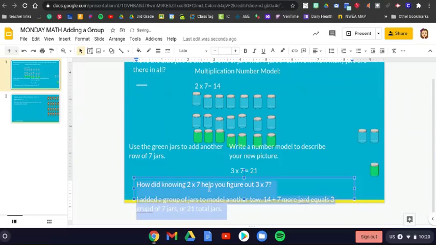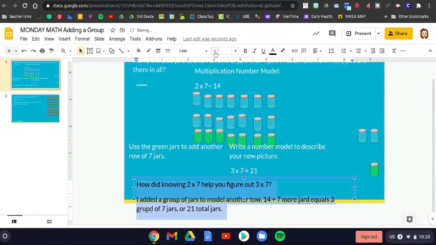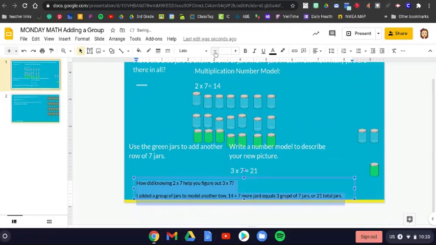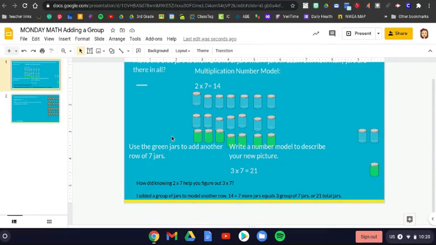Now I typed too much, so it kind of fell off. So I'm going to choose to change the color so you can see it. And just for our video, I'm going to make our answer a little bit smaller so you can see what it says. And then I'm going to fix all those terrible typos that I did. And now my answer says, I added a group of jars to model another row, because I had 2 rows and I added another. 14 that I already had, plus 7 more jars is equal to 3 groups of 7 jars, or 21 total jars. So that's slide number 1.